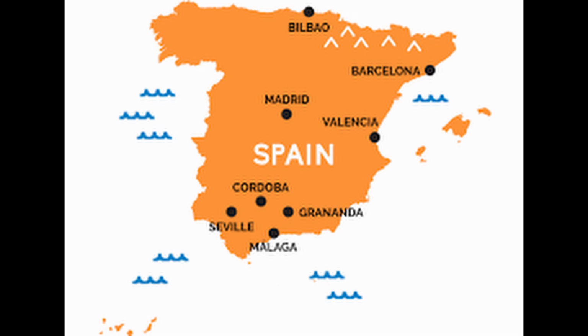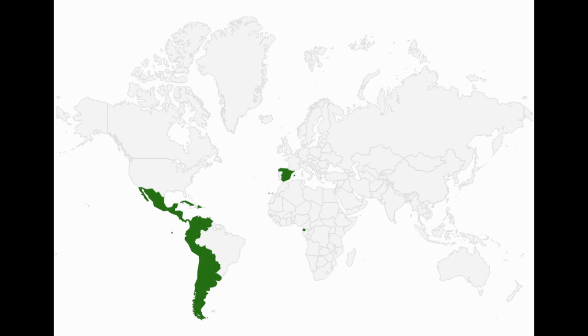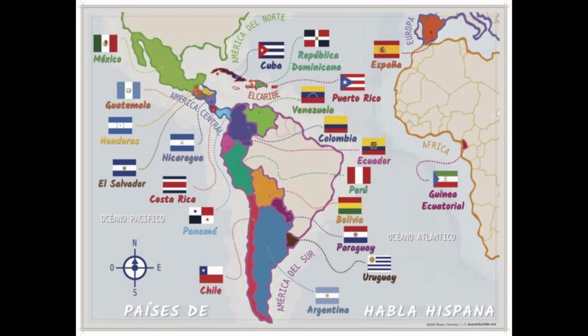Let's start off with Spanish, one of the most common languages spoken in the world. It's usually what people see when they think of Romance languages. It's spoken in over 14 countries, including most of South America and basically all of Central America.